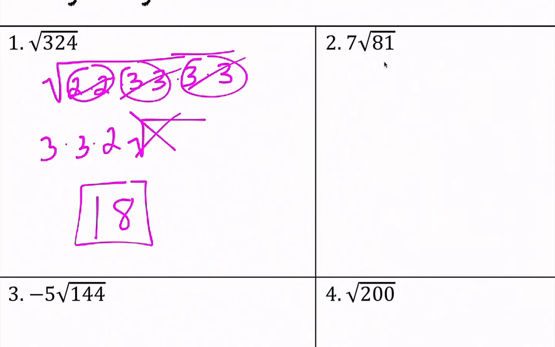All right. On this next one, don't forget we have 7 out front. And I'm going to factor and break down 81. So when I go type it in, I'm just going to go ahead and tell you what it would be. It says 3 to the 4th, which means I want 4 3s.